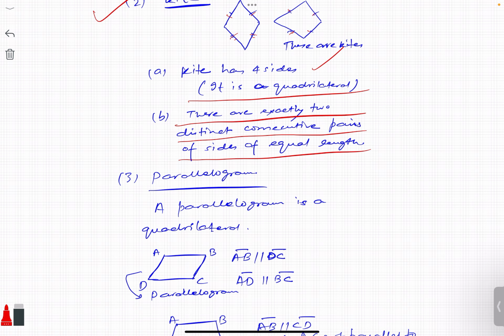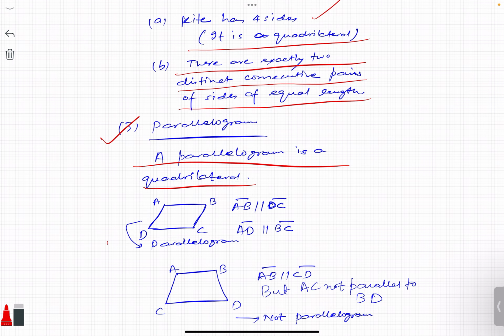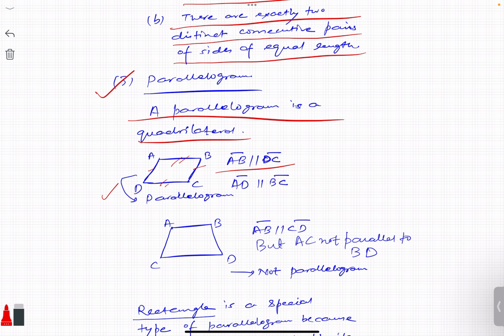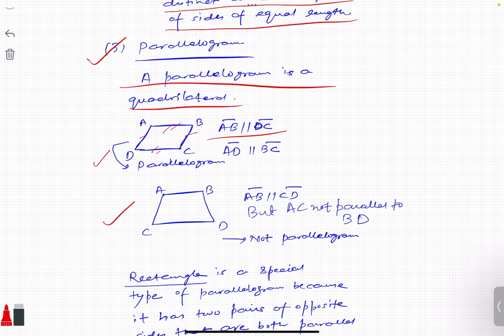The third type is the parallelogram. A parallelogram is a quadrilateral in which AB is parallel to DC and AD is parallel to BC. This is a parallelogram, but this figure is not. AB is parallel to CD, but AC is not parallel to BD, so it is not a parallelogram.